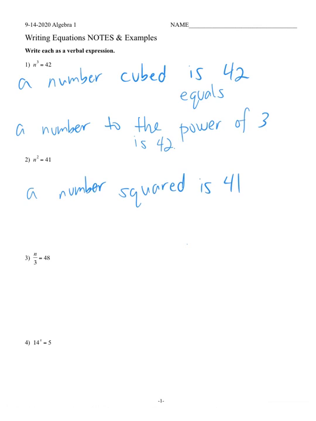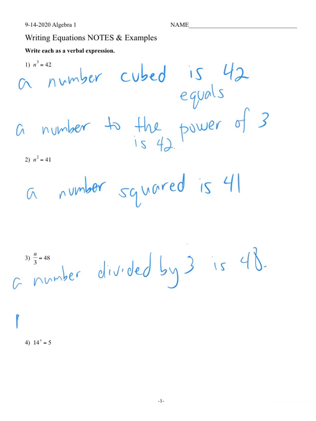Again, you could have said a number to the power of 2 is 41. I said the quotient of a number and 3. Yep, you could use that. A number divided by 3, and a number is 48.